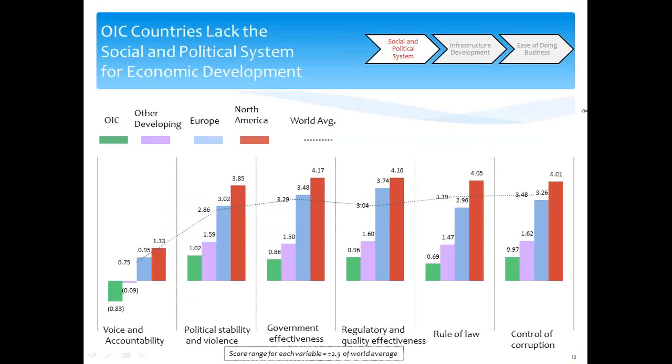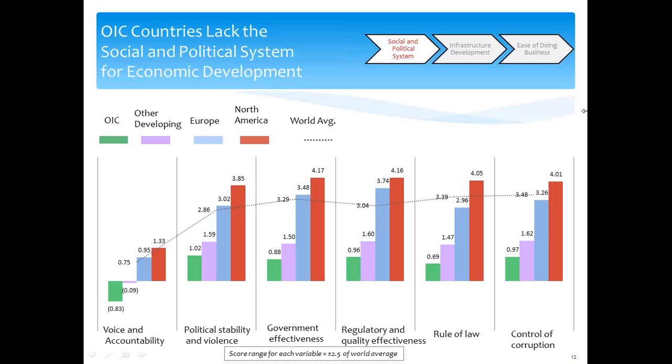The results that we found are reflected in this chart. In this chart, North America is represented in red, Europe is blue, other developing countries which are non-OIC are in purple, and OIC countries are represented in green. The dotted line shows the world average. And to our amazement, we found that consistently across all parameters, OIC countries are ranked much below the world average and actually are the worst among all the world regions.